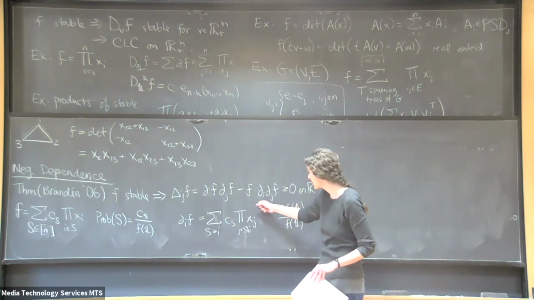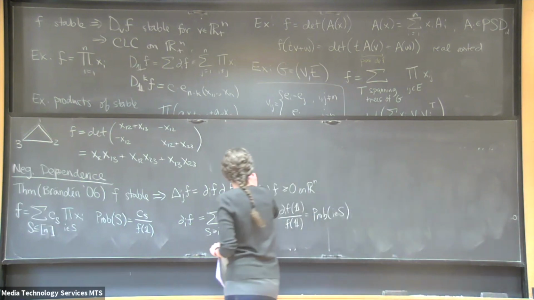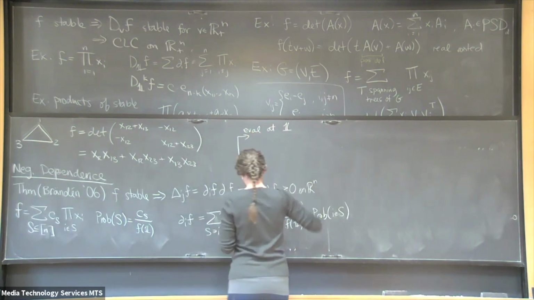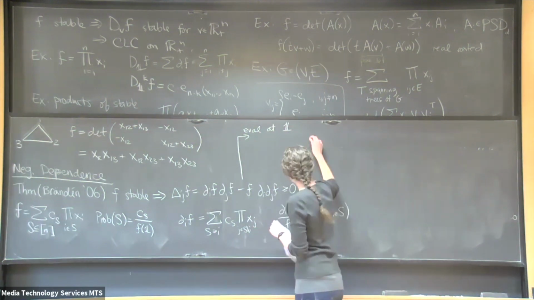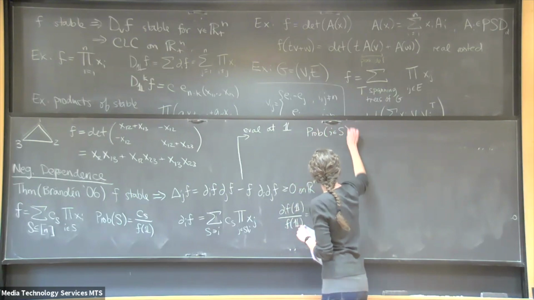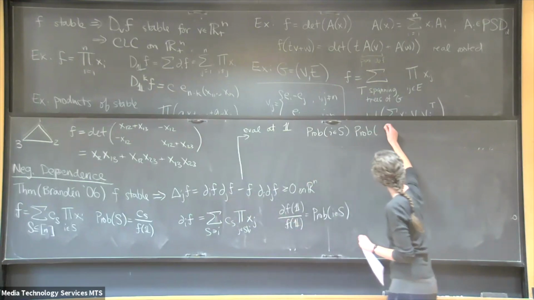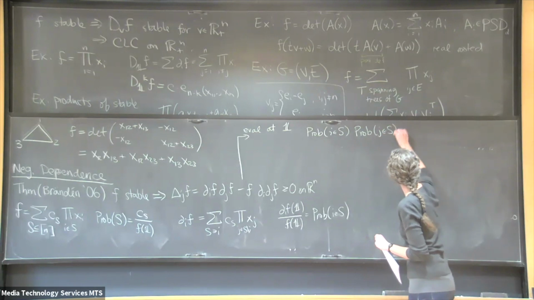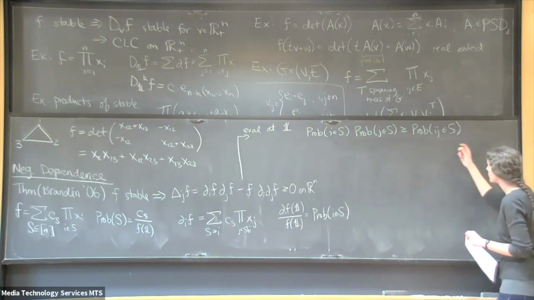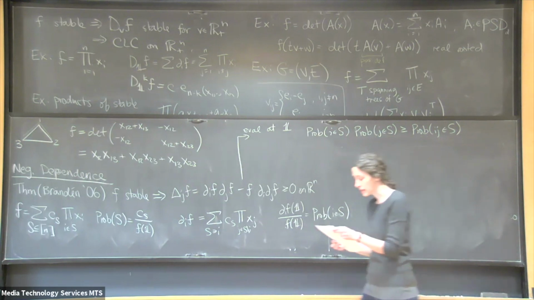And so what does this inequality give me if I evaluate it at the all ones vector? Something interesting. So take this and evaluate. Then what I get is that the probability, so I sort of divide by f squared, the probability that two elements are in my set is less than it would be if the events were independent.